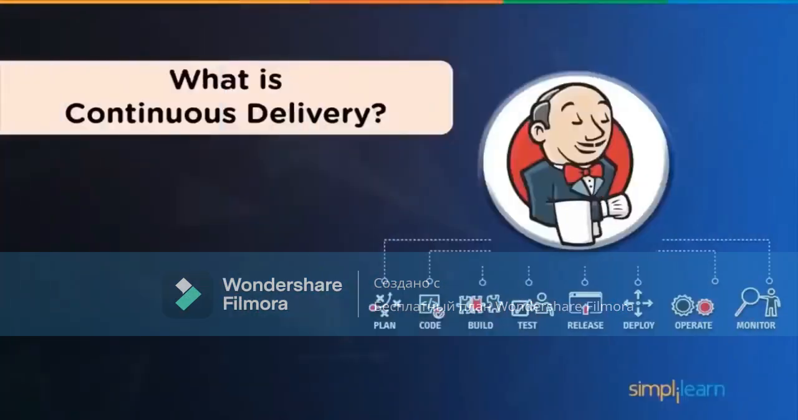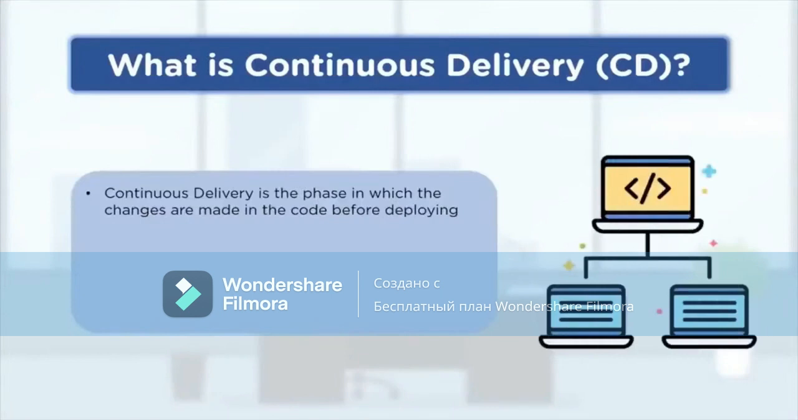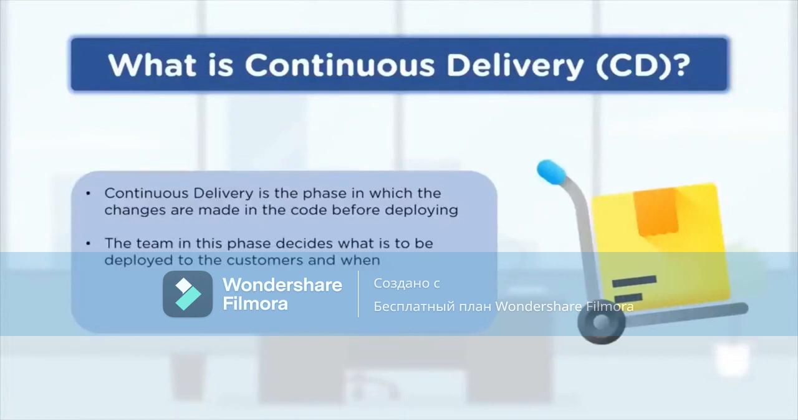Now, what is continuous delivery here? Continuous delivery, also known as CD, is a phase in which the changes are made to the code before the deployment. In this case, we are discussing and validating what exactly we want to deliver to the customer, what exactly we are moving to the customer. So that's what we typically do in the case of continuous delivery.